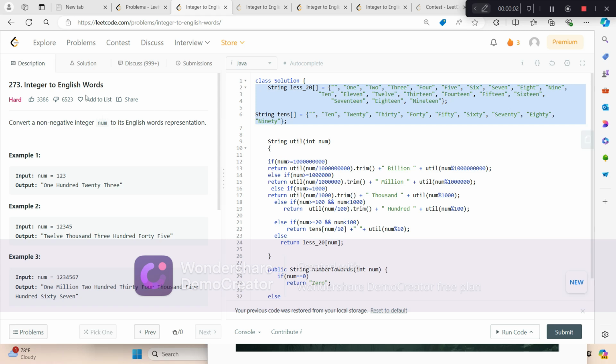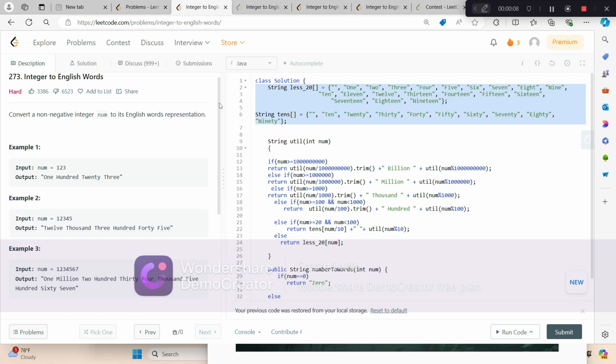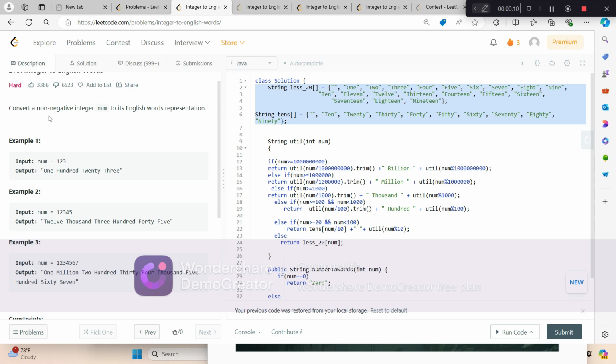Hello everyone, so today we are solving this problem, integer to English words. So basically it is a hard problem. What is happening over here is that we are given some non-negative integer and we have to convert that into its equivalent English representation.